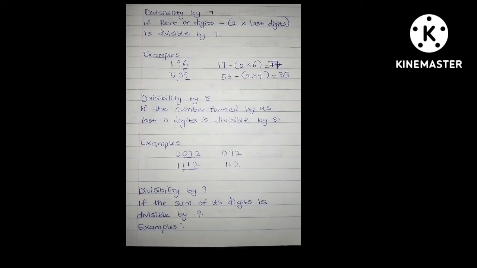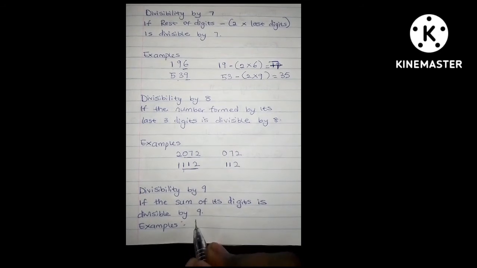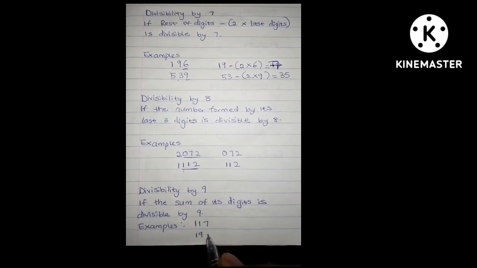The next is divisibility by 9. To check if a number is divisible by 9, the sum of its digits must be divisible by 9. Examples of such numbers, we have 117 and we have 198.